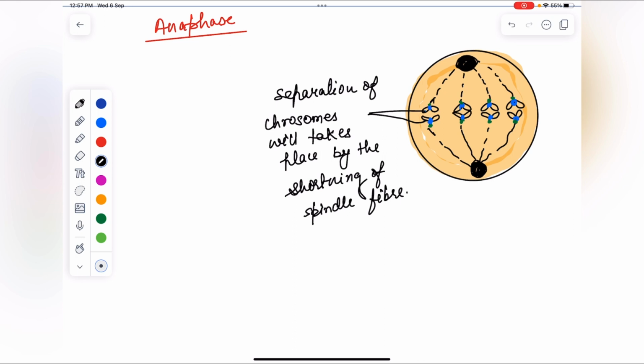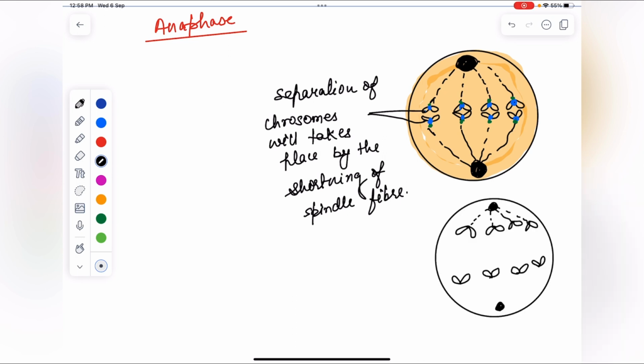Anaphase ends when the chromosomes reach the pole. This happens as they are moving towards the pole by the shortening of the spindle fiber.